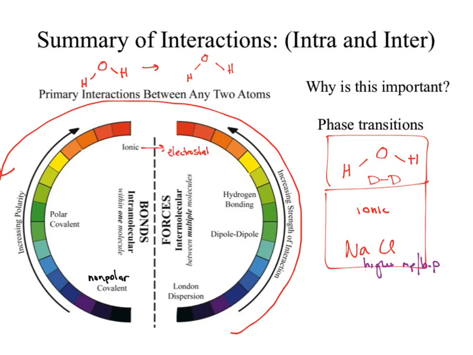electrostatic. Electrostatic is now trying to be used as the term for the force to help us differentiate the bond from the force. Ultimately, we're in a gray area there. We're transitioning between colors, between bonds and forces. That's why that line is blurred.